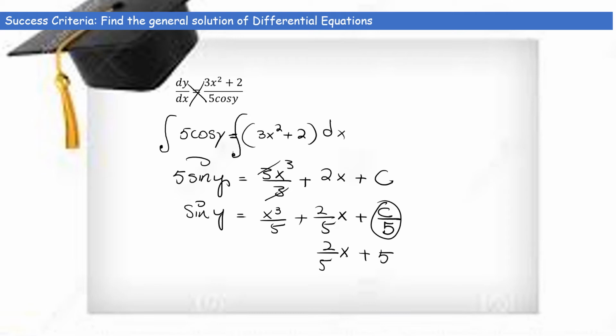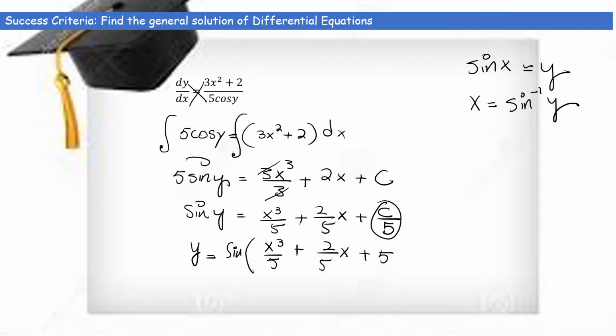Now the basic thing comes: how can we bring the sine to the other side? So we know that if sine of x equals y, then in order to remove the sine, we have to take the inverse on both sides. So you will get sine inverse of y. So coming to the question, write y equals, bring the sine to the other side. Taking the inverse of the sine on the other side will give you the answer. So that's all. The value of y is sine inverse of x cube over 5 plus 2 over 5 x plus 5.